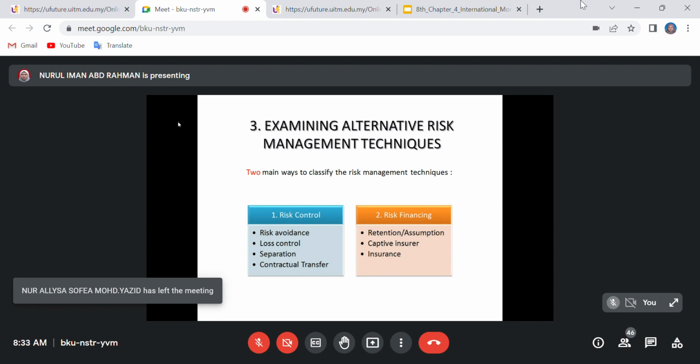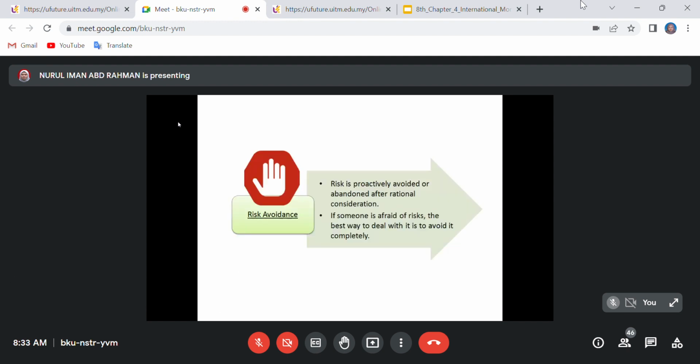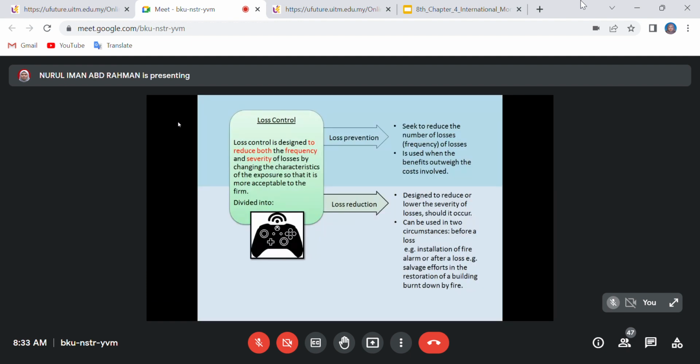So for risk control, there are 4. Risk avoidance. So what is risk avoidance? It is where you abandon the risk, meaning that you don't take the risk at all. Contoh tak nak accident, tak pernah naik kereta langsung. Okay. And then loss control. This is where you alter the frequency and the severity of the risk. So contoh for loss prevention, it wants to reduce the frequency, while loss reduction may reduce severity.